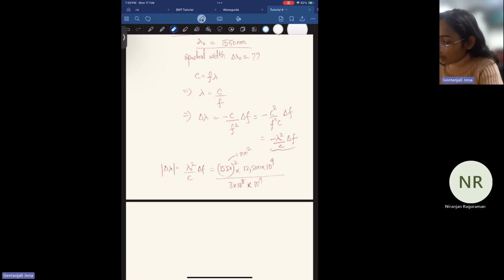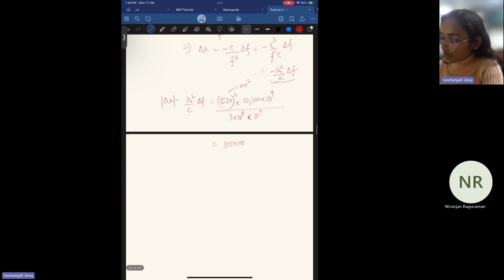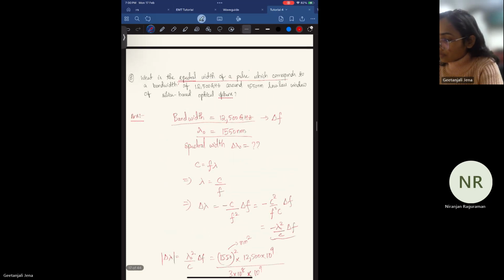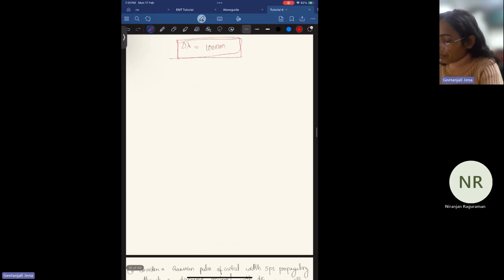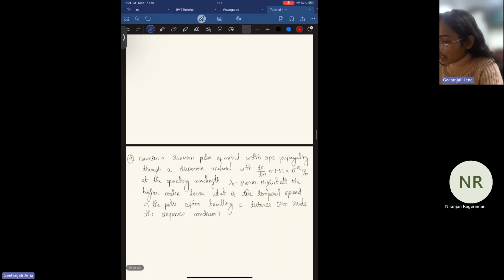And this whole will give a value, delta lambda 0 is 100 nanometer. So that means for this bandwidth, we have spectral width delta lambda is 100 nanometer, and it typically corresponds to an LED type of source. So let us move to our next problem then.